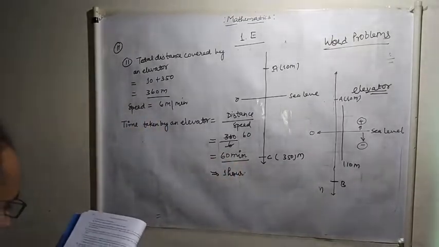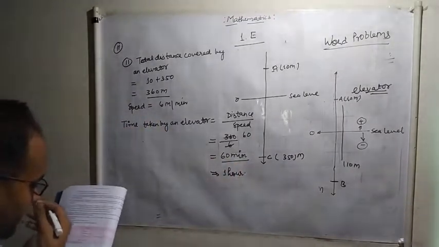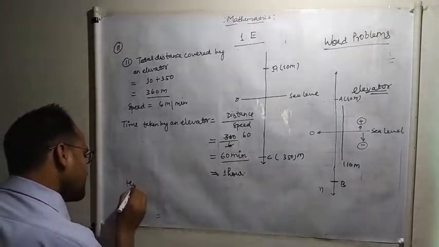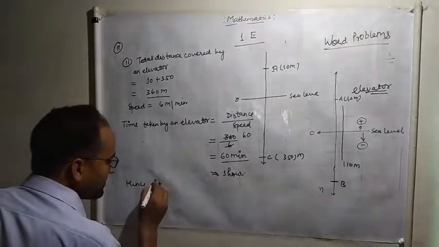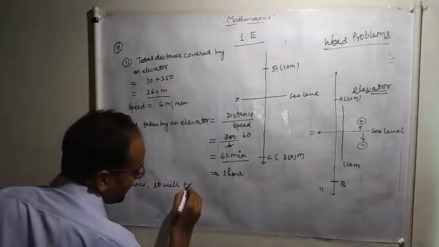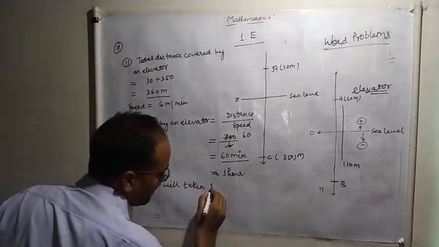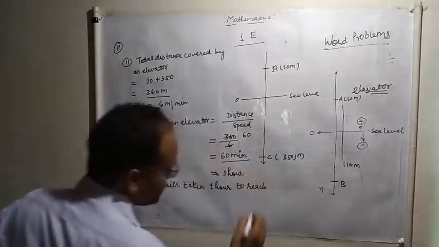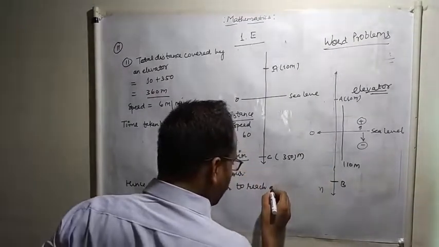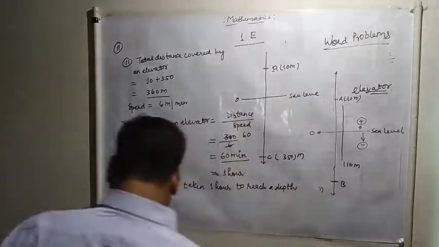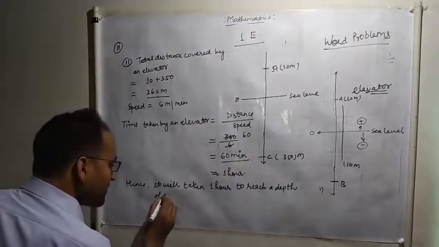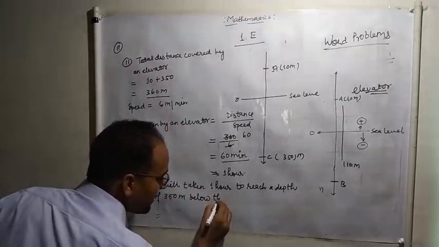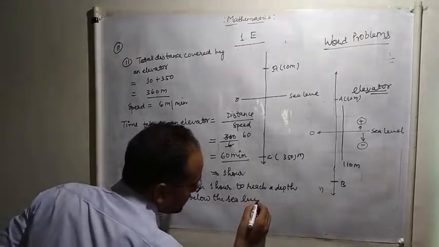So how long will it take to reach a depth of minus 350 meters? Hence it will take 1 hour to reach a depth of 350 meters below the sea level.